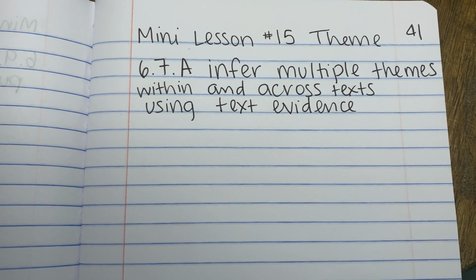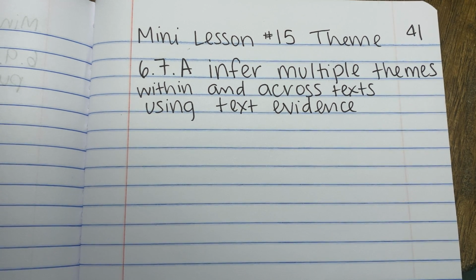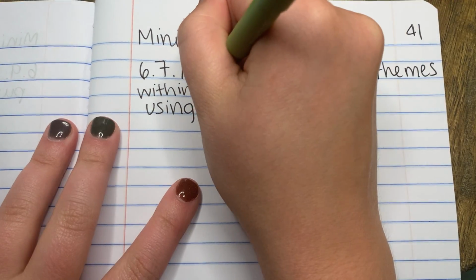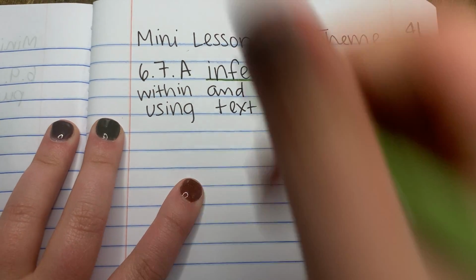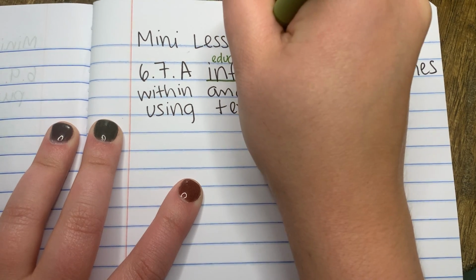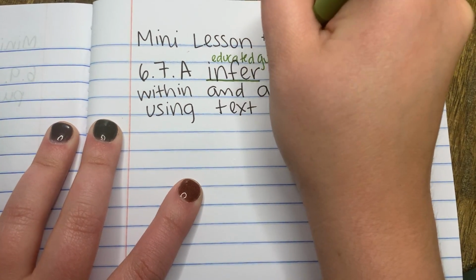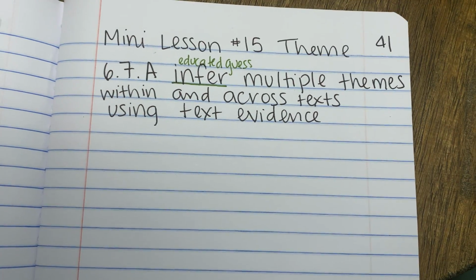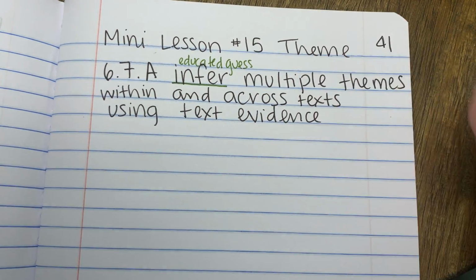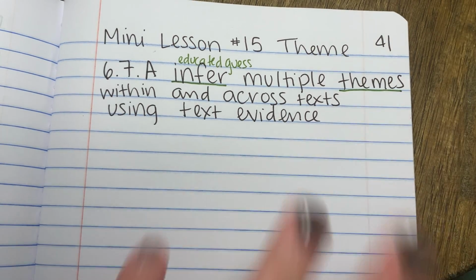Based on our pre-check, I know that y'all are pretty good in this area already. So we're just going to continue to practice it so that you'll be ready for your test. So remember, infer, okay, is our educated guess. Okay. Multiple is more than one, so we're going to make an educated guess about more than one theme.